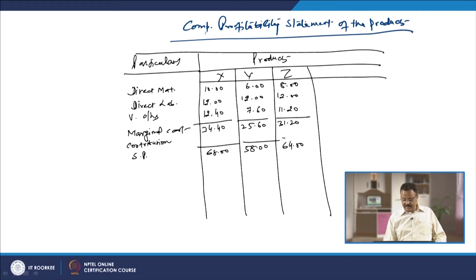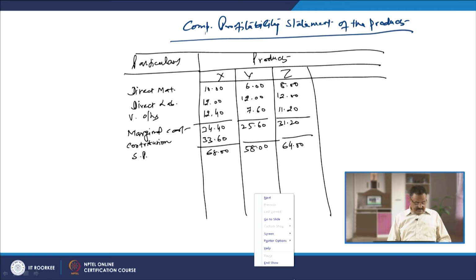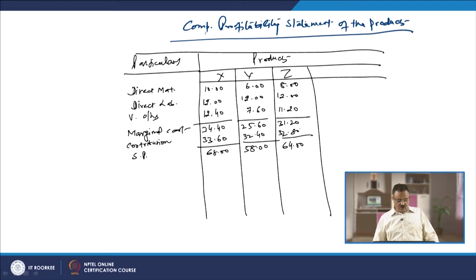So now you can find out the contribution. What is the contribution here? Selling price minus marginal cost. So 68 minus 34.40 is 33.60. The next case is 32.40, and next is 32.80. So this is the contribution we have found out, 33.60, 32.40 and 32.80, by taking into account the selling price. So this information we required for contribution.